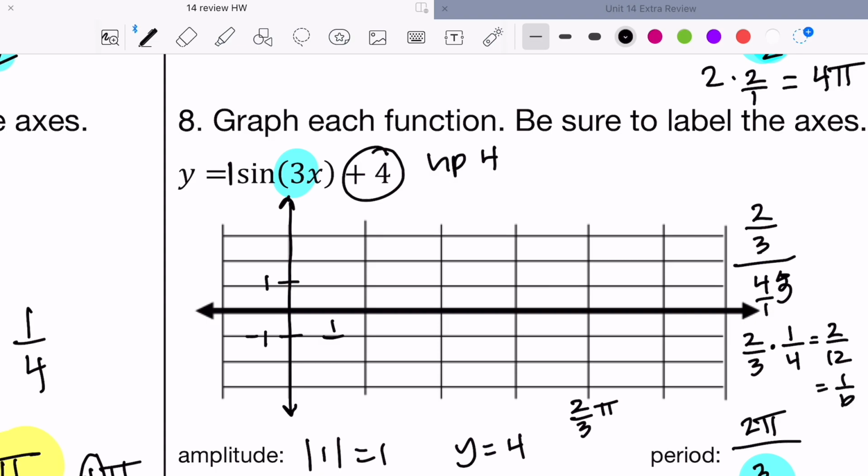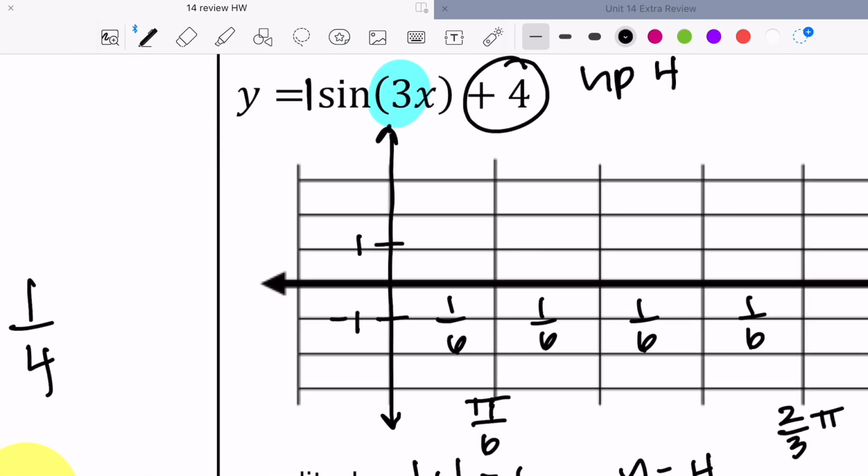So this is 1/6, this is 1/6, this is 1/6, this is 1/6. Okay, so this is pi over 6, and 1/6 plus 1/6. Again, just do that math in your calculator. It'll tell you 1/6 plus 1/6 is 2/6, which is really 1/3. So this is pi over 3. Then you have 3 out of 6, which is reducing to 1/2, and you get pi out of 2.